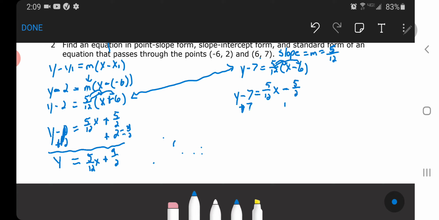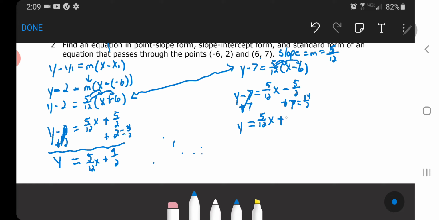And what I do to one side, let's do it to the other. Once again, you can use a calculator, go negative 5 over 2 plus 7. But I'm going to do this mentally. That's the same thing as saying 14 over 2. Okay, so then we get y equals 5 over 12x. And negative 5 over 2 plus 7, well, negative 5 plus 14 becomes a 9. So plus 9 over 2.